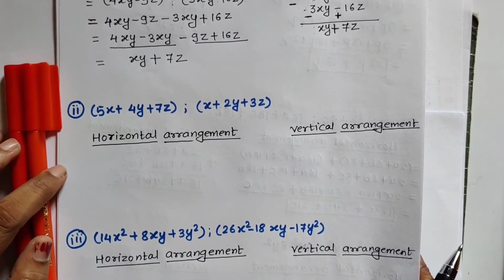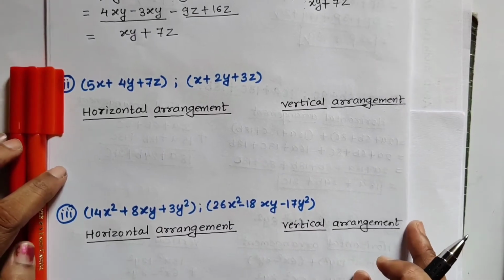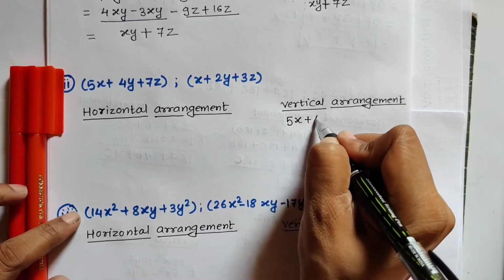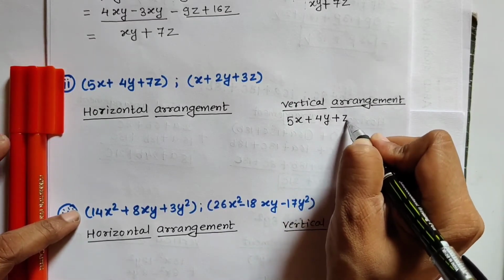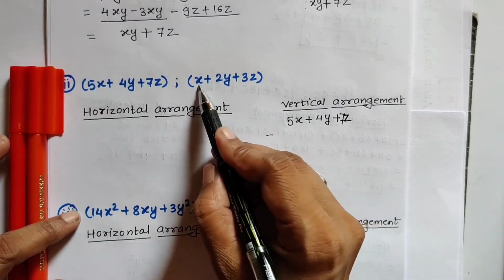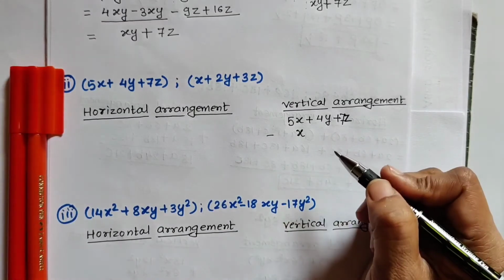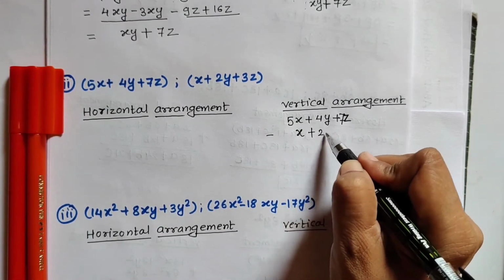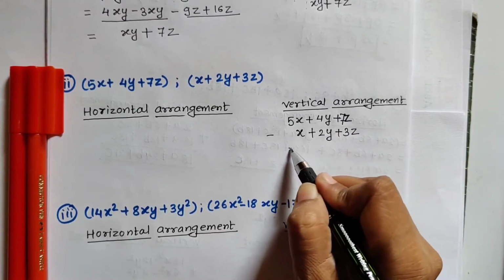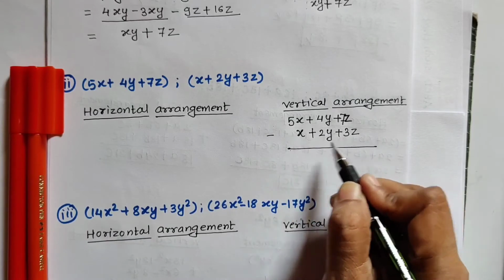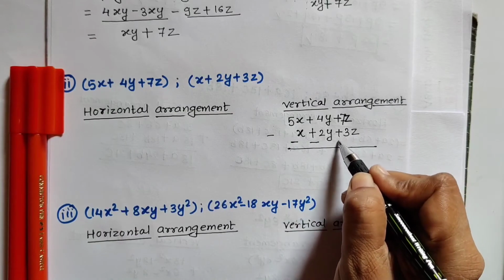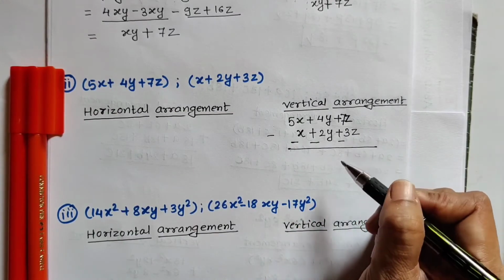Okay, now let us see the second sum. I am writing this: 5x plus 4y plus 7z. Now minus this, x below 5x, plus 2y below 4y, plus 3z below 7z. Now what is the next and very important step? We have to change the sign of these terms. Plus x becomes minus x, plus 2y becomes minus 2y, and plus 3z becomes minus 3z. Write the changed sign below.